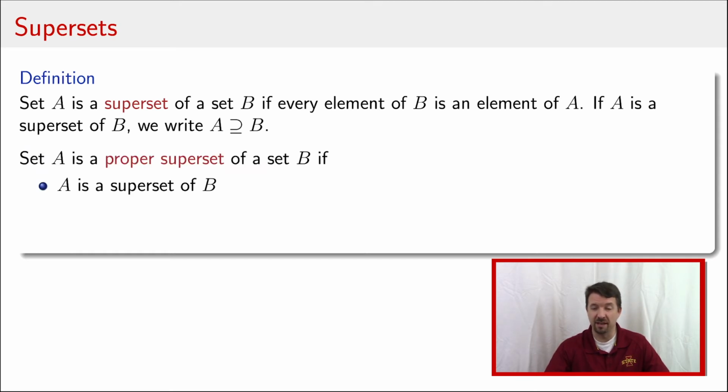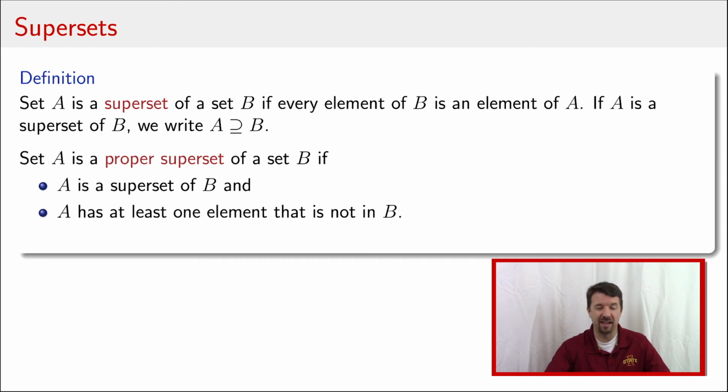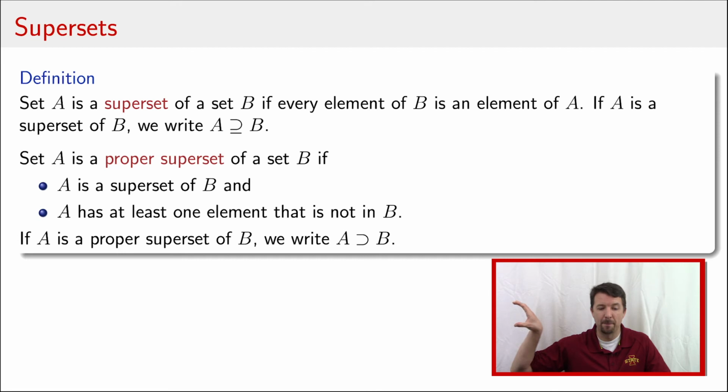If we want to eliminate the chance of equality, then we call it a proper superset. So A is a proper superset of B if A is a superset of B, and if A has at least one element that is not in B. If it is a proper superset, then we write A, with that C turned around now, is a proper superset of B.